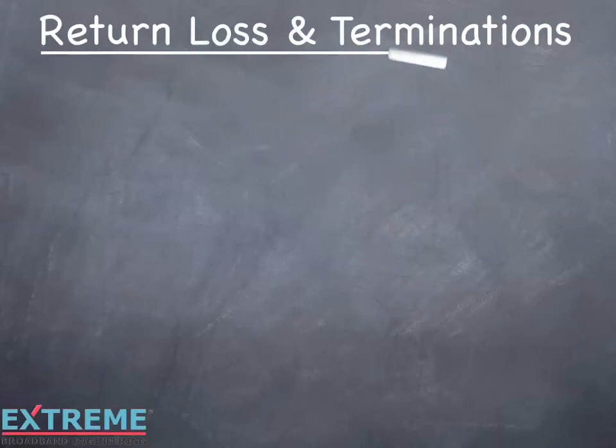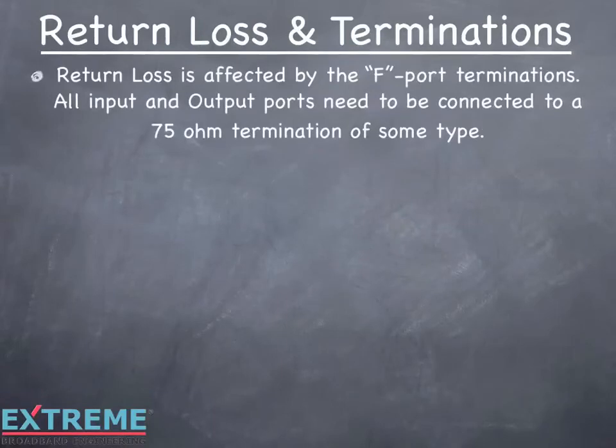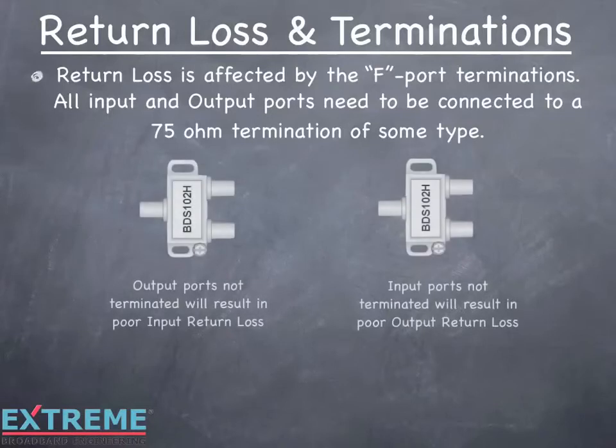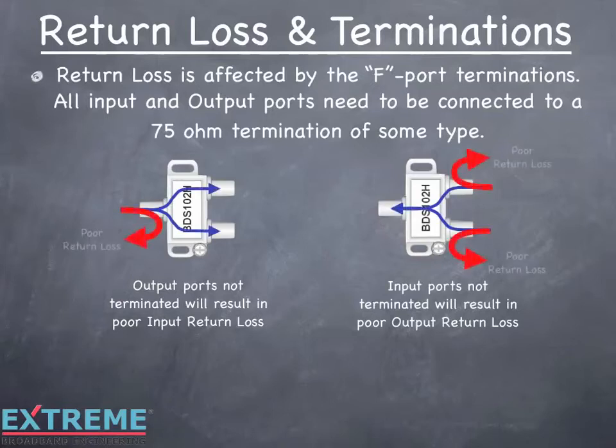Return loss is affected by the F port terminations. All input and output ports need to be connected to a 75 ohm termination of some type. Output ports not terminated will result in poor input return loss, and input ports not terminated will result in poor output return loss. In this example, we're showing the poor return loss with the ports unterminated.